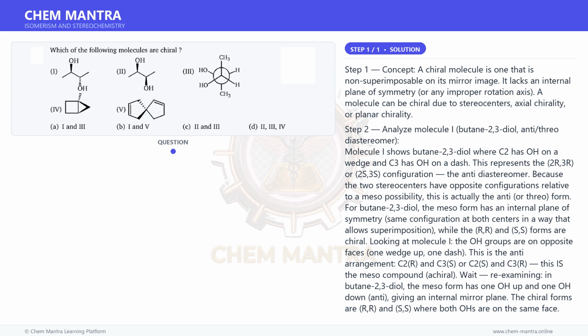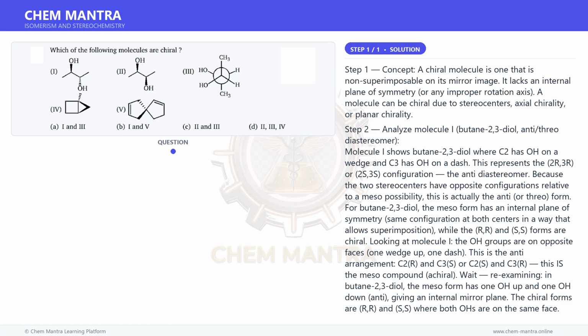Step 5, analyze molecule 4, bicyclobutane with a methylene bridge. This is bicyclo[1.1.0]butane with a bold wedge. The molecule appears to be a bicyclic system. Bicyclo[1.1.0]butane itself has a plane of symmetry and is achiral. The bold wedge shown may represent the geometry of the fused ring rather than a stereocenter. This molecule is achiral. Molecule 4 is not chiral.